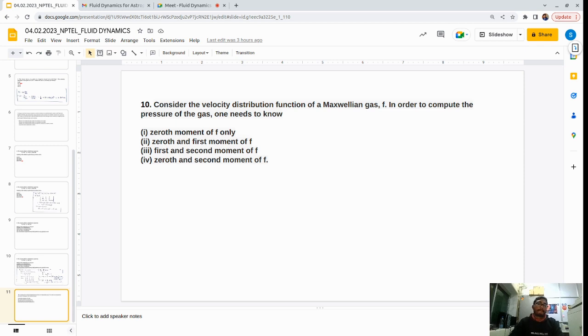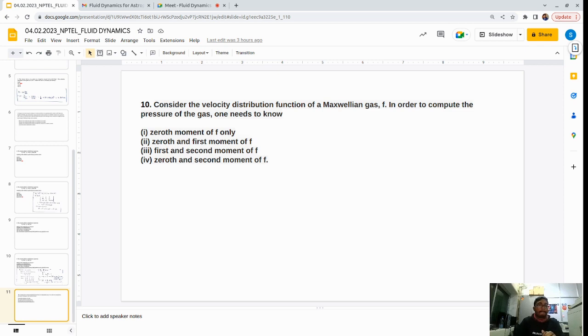Using the kinetic theory, we can get the pressure. P is equal to N kBT. Okay, so kB is a constant, N is the number density, and T is the temperature, right? So how to get number density and temperature if we know the distribution function of velocity? You integrate over all the space and velocity to get the number density. Integrate F d cube x into d cube v.